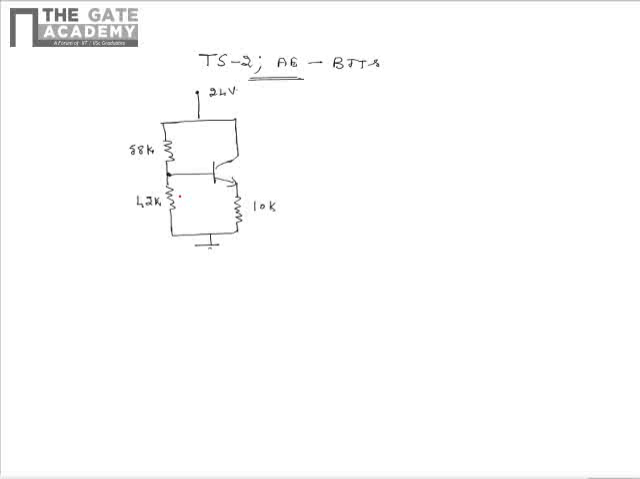The supply is 24 volts and it's also given that the current gain of the transistor, beta, is equal to 125. We need to find the Q point values, that is ICQ and VCEQ, as per this problem. For finding the Q point values, first let us convert the points connected to the base by its Thevenin's equivalent.